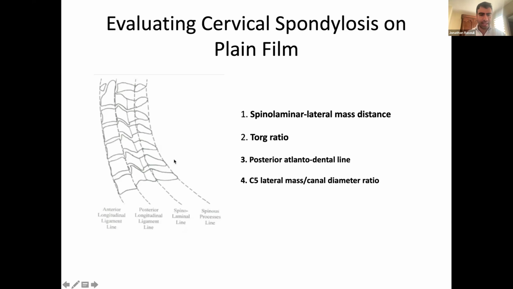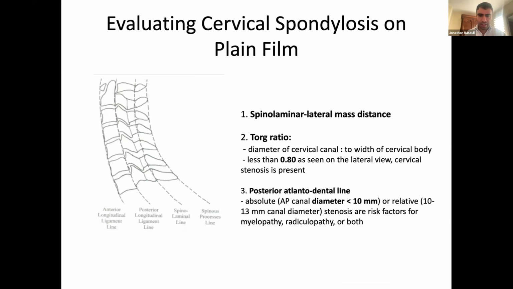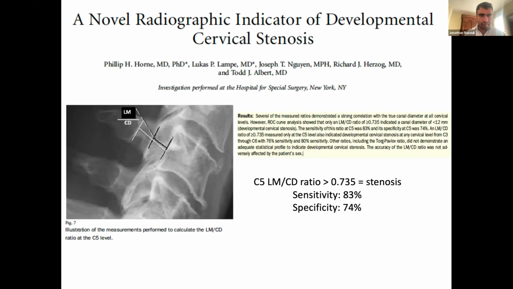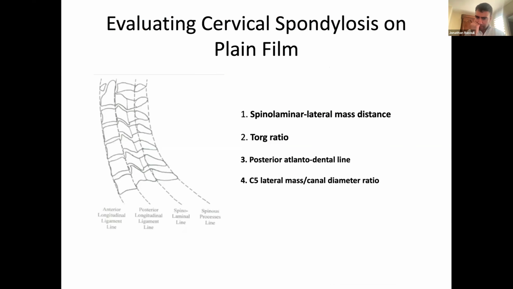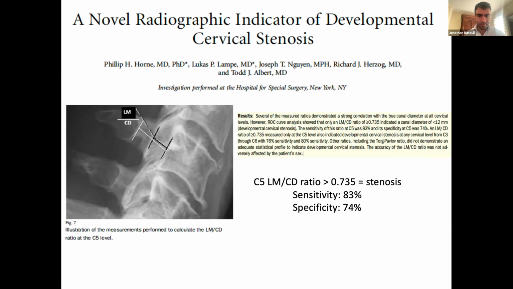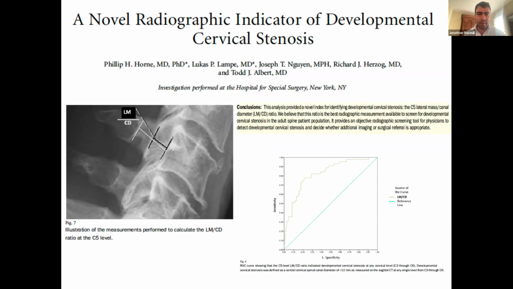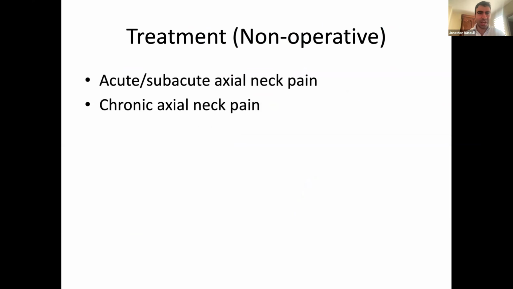I find that to be the most useful on an X-ray. There's a nice paper at HSS that came out several years ago, specifically looking at the C5 lateral mass to canal diameter ratio. You look at this here. This is a nice paper. Maybe come look at this presentation, pull this up later on, and read this paper. It was nice. This is just a little bit more sensitive than the spinal laminar lateral mass distance. And they did all the statistics on it to see that it actually is very sensitive and specific for cervical stenosis.